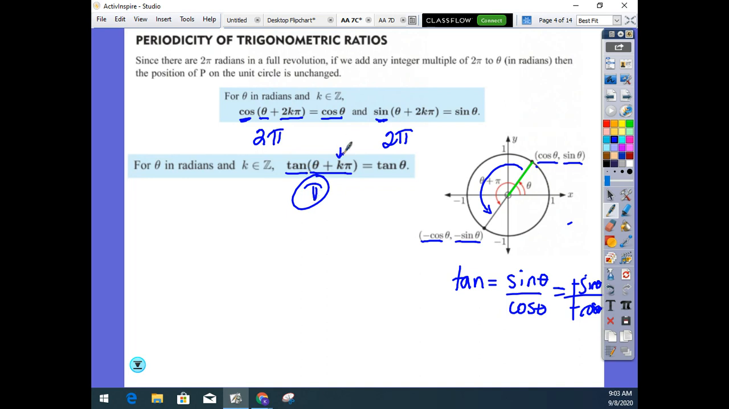Notice this little k. The k just means it's an integer. You can go around 1 time, 2 times, 3 times, or it could be -1, -2, -3.